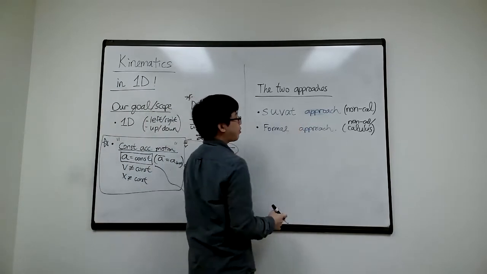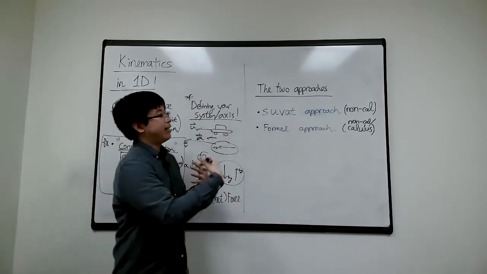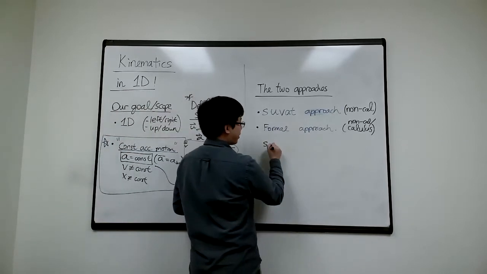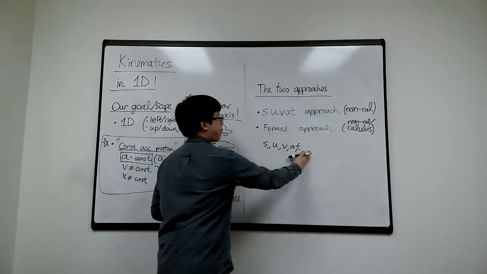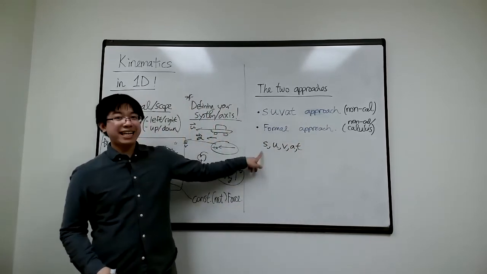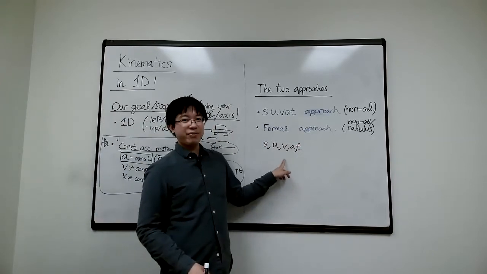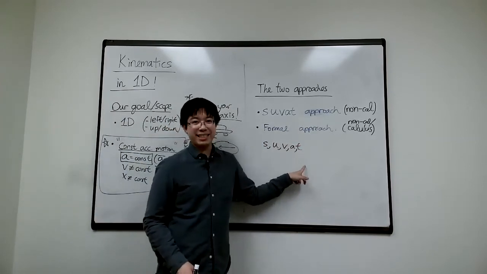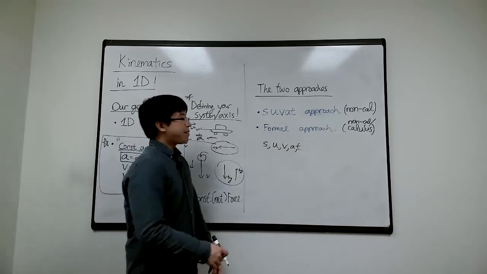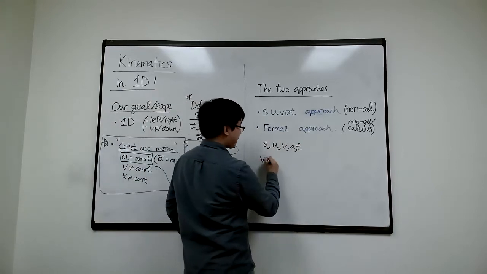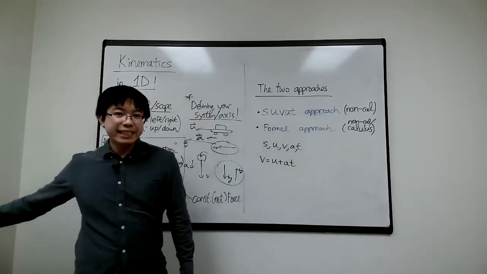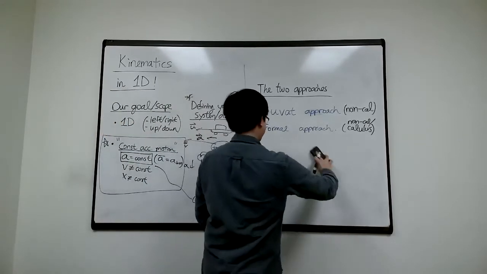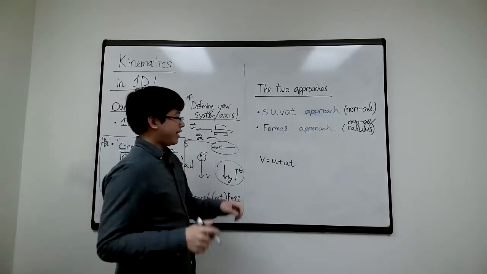It's called a SUVAT approach because it involves using equations with the variables S, U, V, A, T. You can probably recognize some of them already. Remember, what does S stand for? What does U stand for? What does V stand for? What does A stand for? What does T stand for? We'll get to that. But it involves equations like that. So for example, one equation looks like this: v equals u plus at. We'll see that in the future. So this is one of the SUVAT equations.